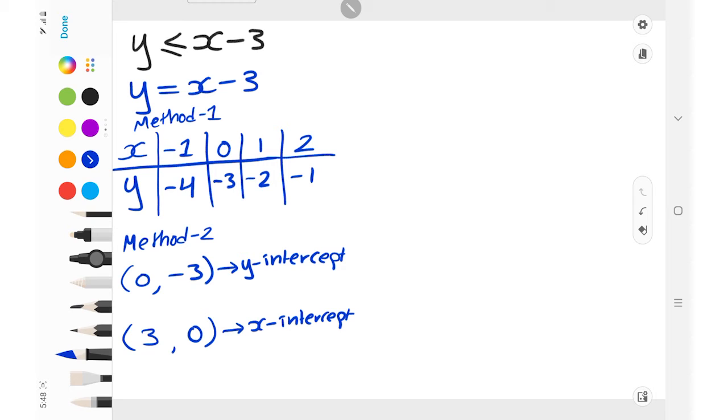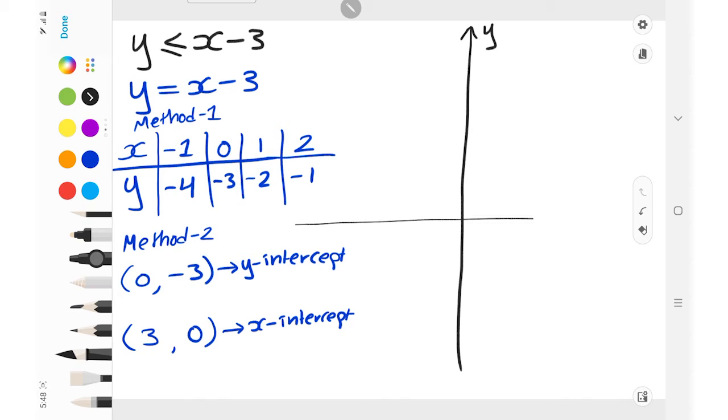Now I will stick with this and I will do my graph. I hope it will fit here. Here is the y and here is my x. Okay, so we will have 1, 2, 3, and here is -1, -2, and on the x-axis -1, -2, -3, 1, 2, 3, 4, and 5.